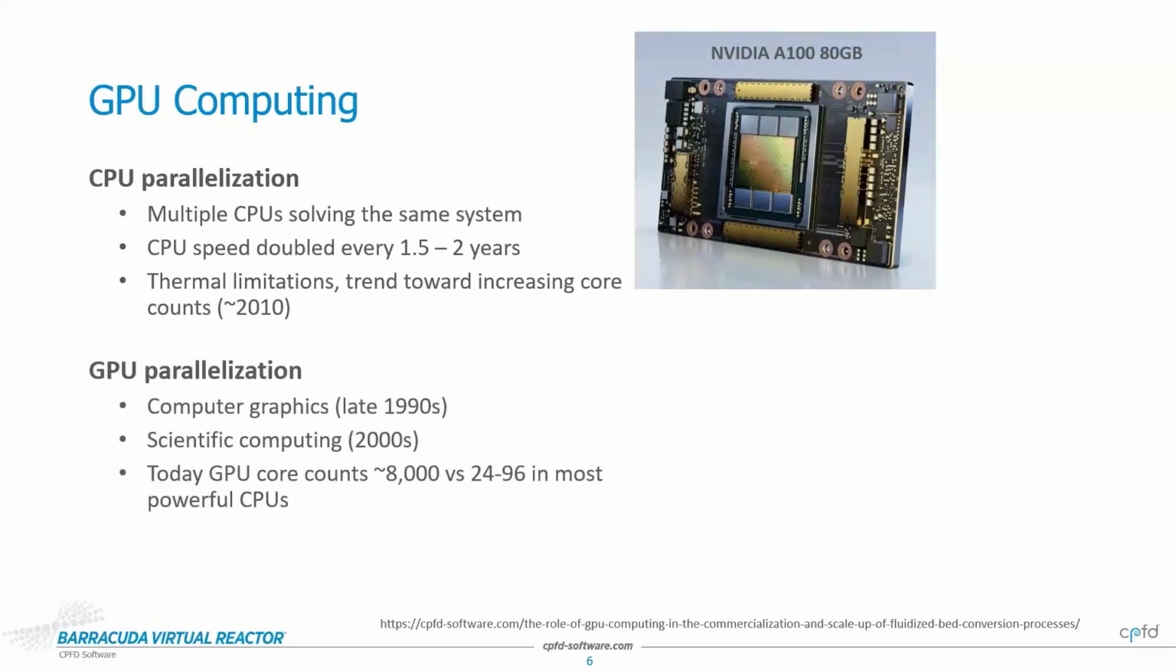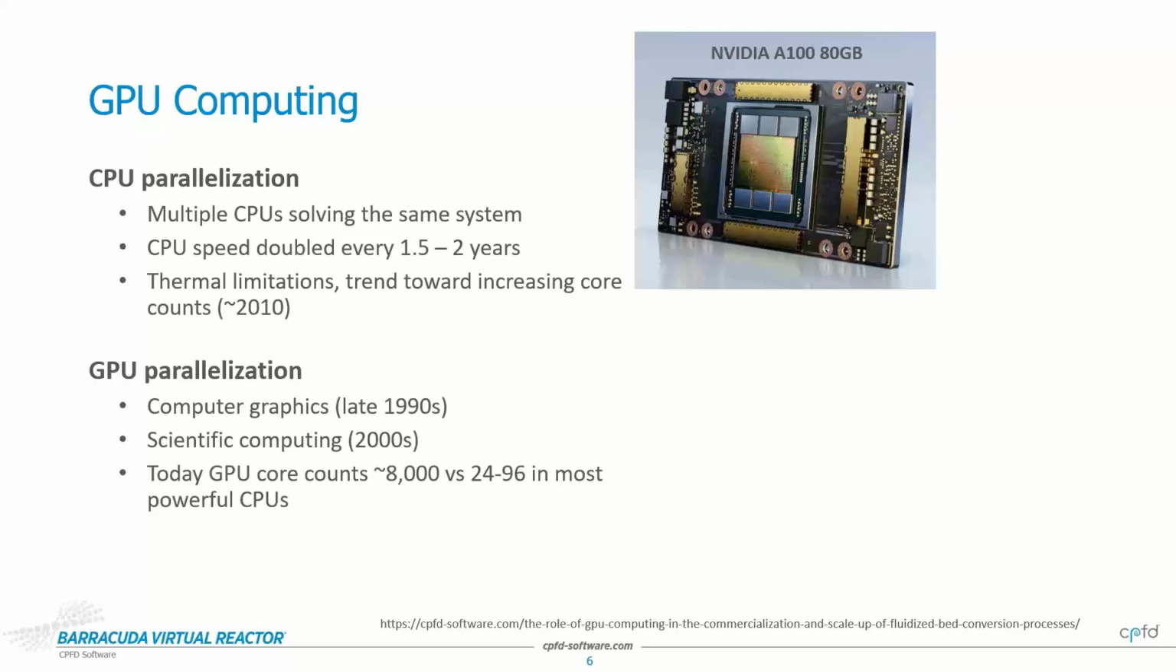And for those of you not familiar, a GPU is a graphical processing unit used for computer graphics. NVIDIA made it programmable in the late 1990s. In the 2000s, scientific computing early adopters were looking and saying, hey, can I use this for scientific computing instead of just making graphics? And today's GPU core counts are over 8,000.